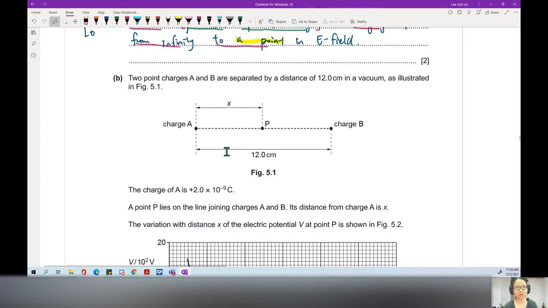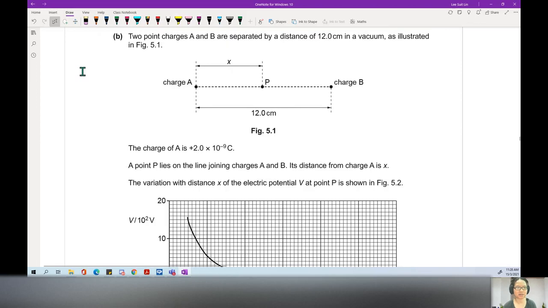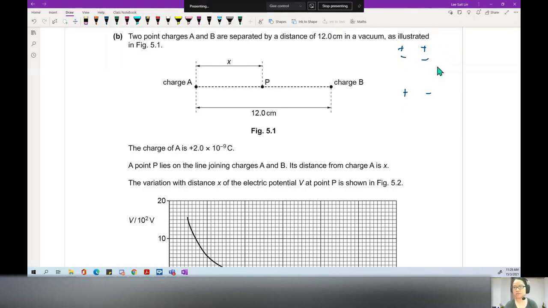Okay, next. Two point charges separated by 12 centimeters in a vacuum are illustrated in figure 5.1. So this is very, very common. Whether they give you two charges that have the same polarity or different polarity, your options are positive, positive, or positive, negative, or negative, negative. But positive, positive and negative, negative have very similar shapes, so I should just put them together. Negative, negative, or positive, negative. And then for both, there is the electric field strength against distance graph. There is the potential difference against distance graph. Go revise and make sure you know how they look and how to interpret them.